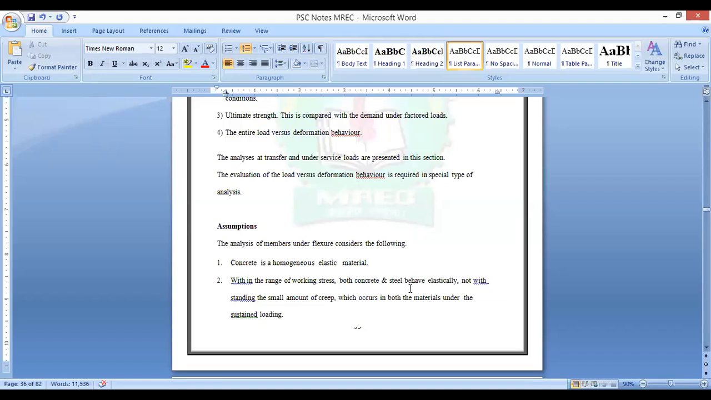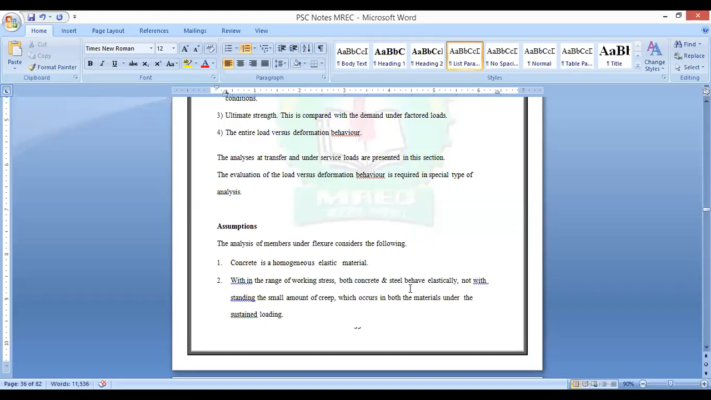So the analysis of members under flexure is going to be considered with a few assumptions. What is the first one? Concrete is a homogeneous and elastic material. Okay, we all know concrete is brittle, but every material or member will have some extent of elasticity. Even concrete has an elastic nature. That is the reason why concrete has a Young's modulus. When a material has a constant Young's modulus, those materials will have an elastic property. That itself says that concrete is a homogeneous and elastic material.